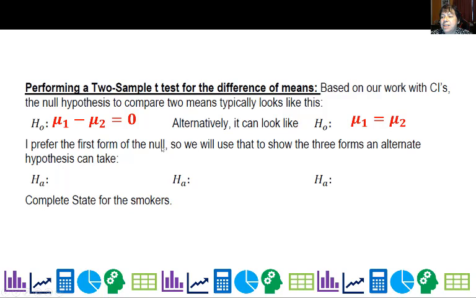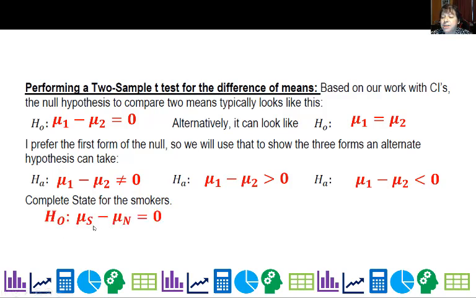All right. And then the alternate form of the hypothesis can take several values. It could be not equal to 0 if it's a two-tailed test, greater than 0, or less than 0. So for our smokers, we're going to say that the null hypothesis is that the mean heart rates are not different at all, that the difference is 0.